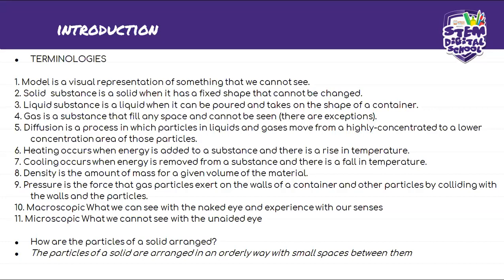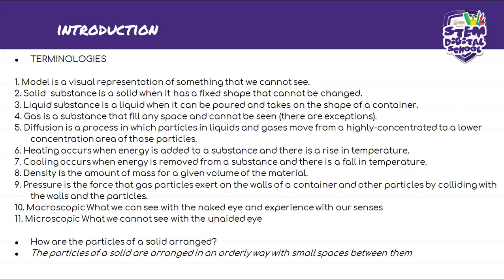Now, if we look at number one, we're looking at the model. And what is a model? A model is a visual representation of something that we cannot see. So a particle model is a representation of something which we cannot see, but we are able to use it to explain the behavior of matter, either solid, liquid, or gas.